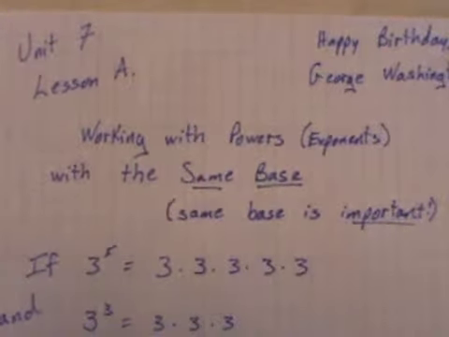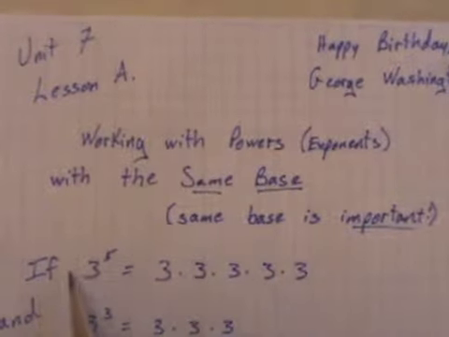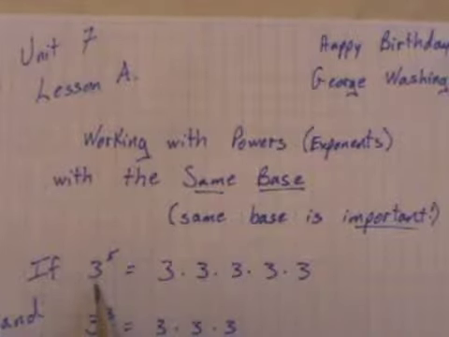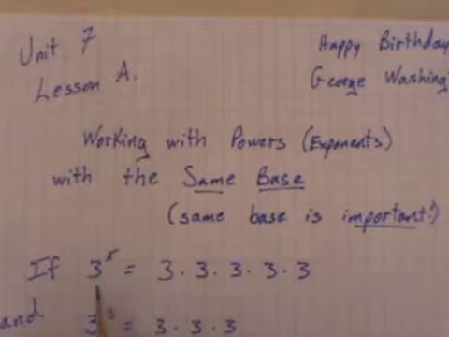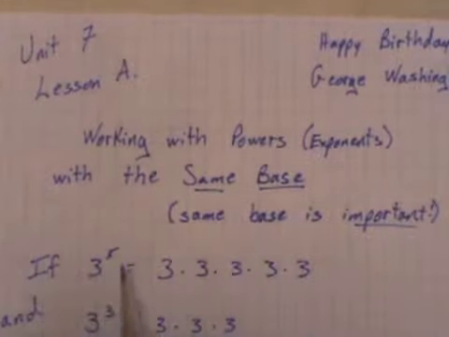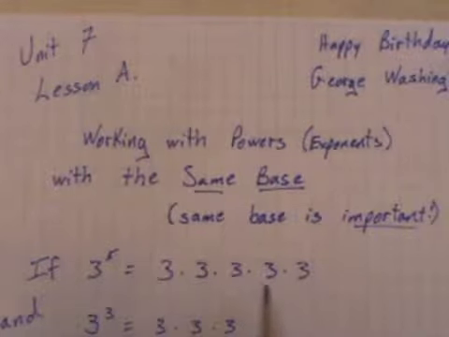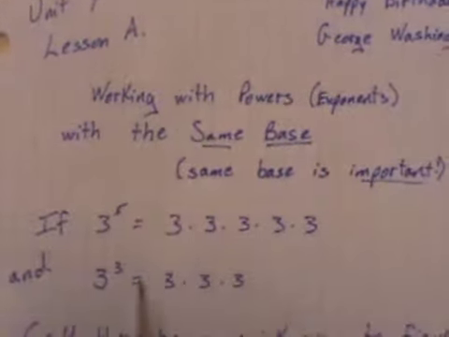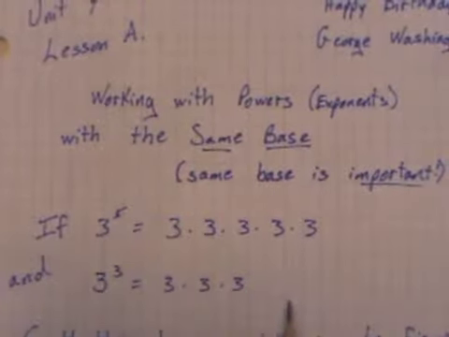And in case you don't remember what that is, take a look at this first problem here. If we have 3 to the 5th, 3 is the base. 5 is the exponent. So let's follow this logic through. You know that 3 to the 5th equals 3 times 3 times 3 times 3 times 3. 3 times itself 5 times. You also know that 3 to the 3rd is equal to 3 times 3 times 3.